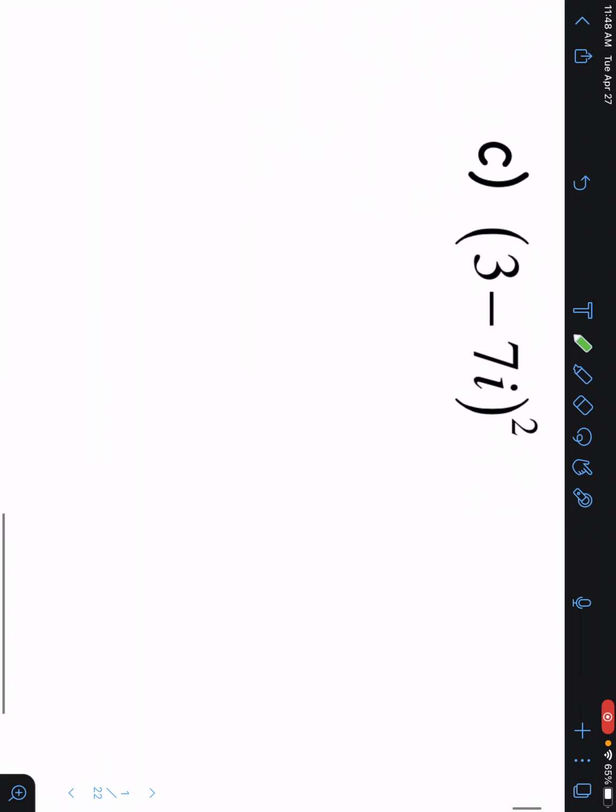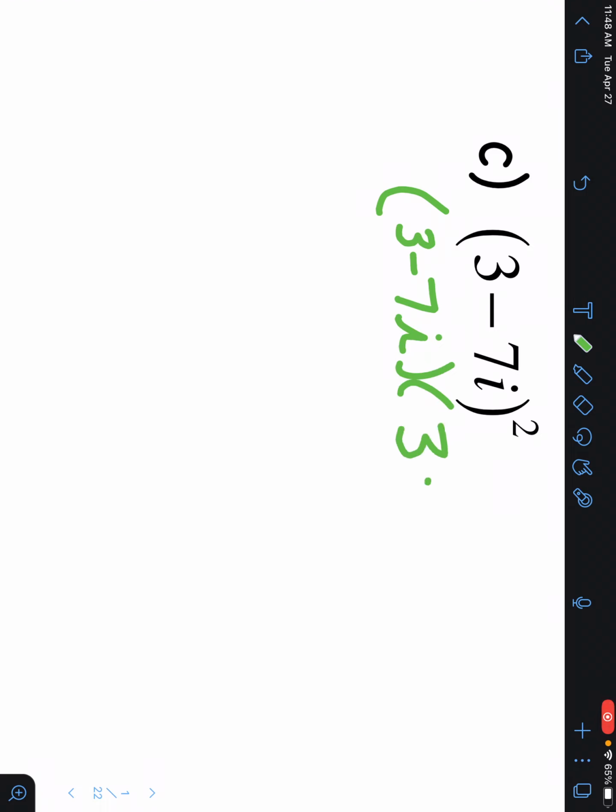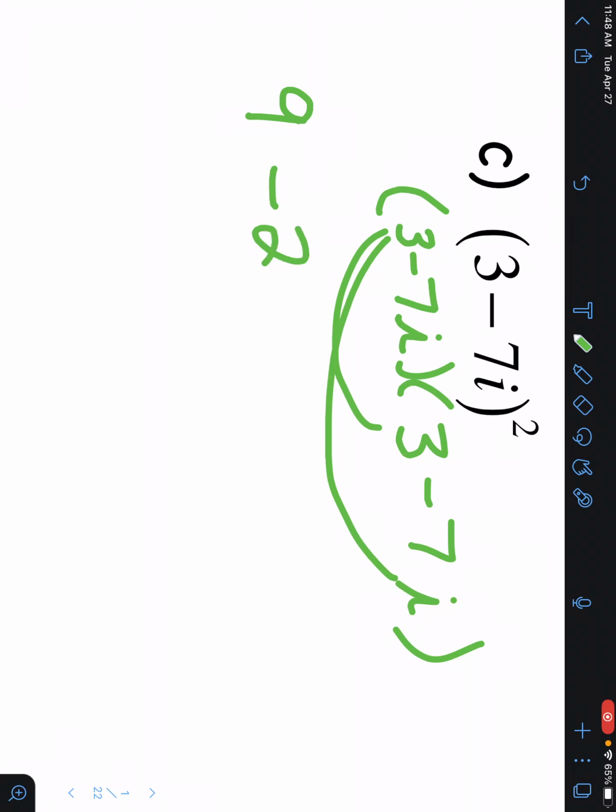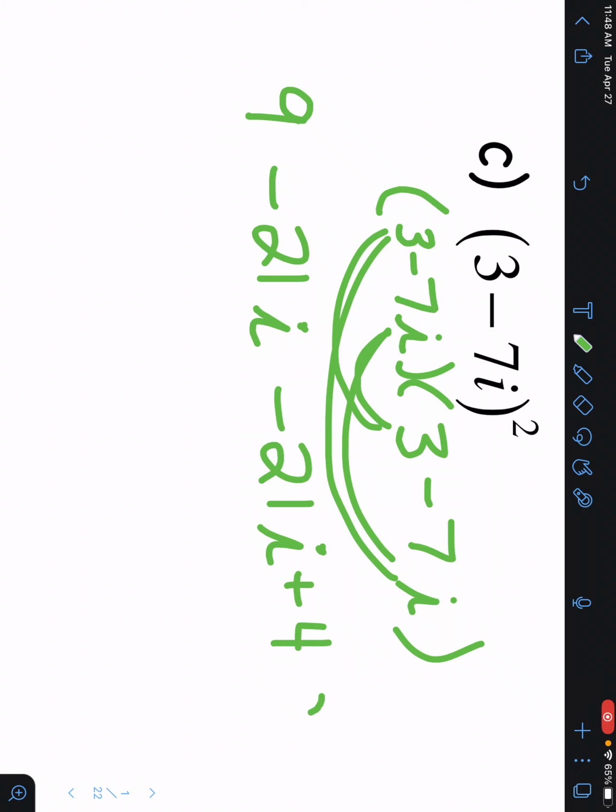Now letter C, we have an exponent of 2 on the outside. Remember, that's 3 minus 7i times 3 minus 7i. We're going to FOIL again and combine like terms. First times first. Outside numbers. Inside numbers. And last, -7 times -7 is 49. And then the i times the i gets i squared.